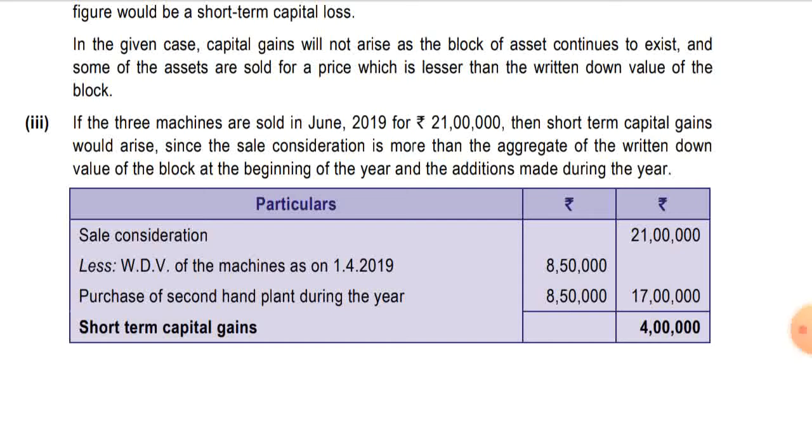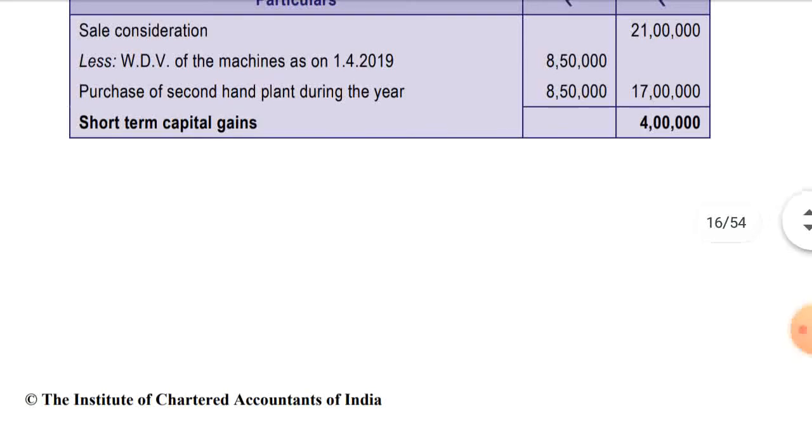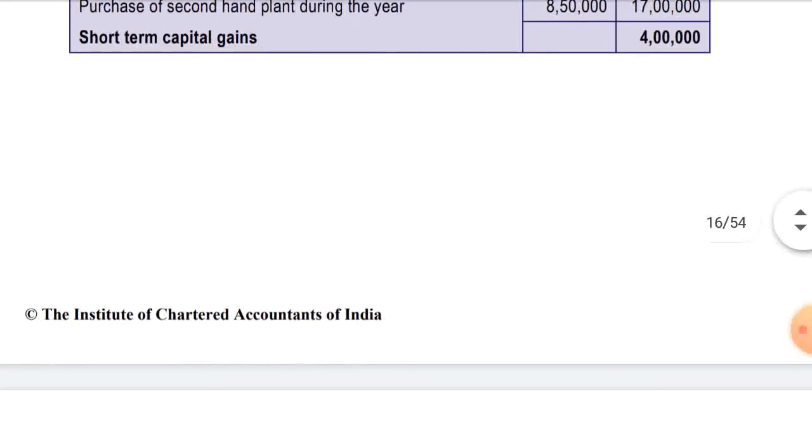Sale consideration is 21 lakh. WDV of the machine as on 1st April 2019 is 8,50,000. Purchase of second-hand plant during the year is 8,50,000. That comes to 17 lakh total. And sale consideration minus 17 lakhs comes to 4 lakh short-term capital gain. Okay. Hope you have understood this illustration. Now moving to the next one.